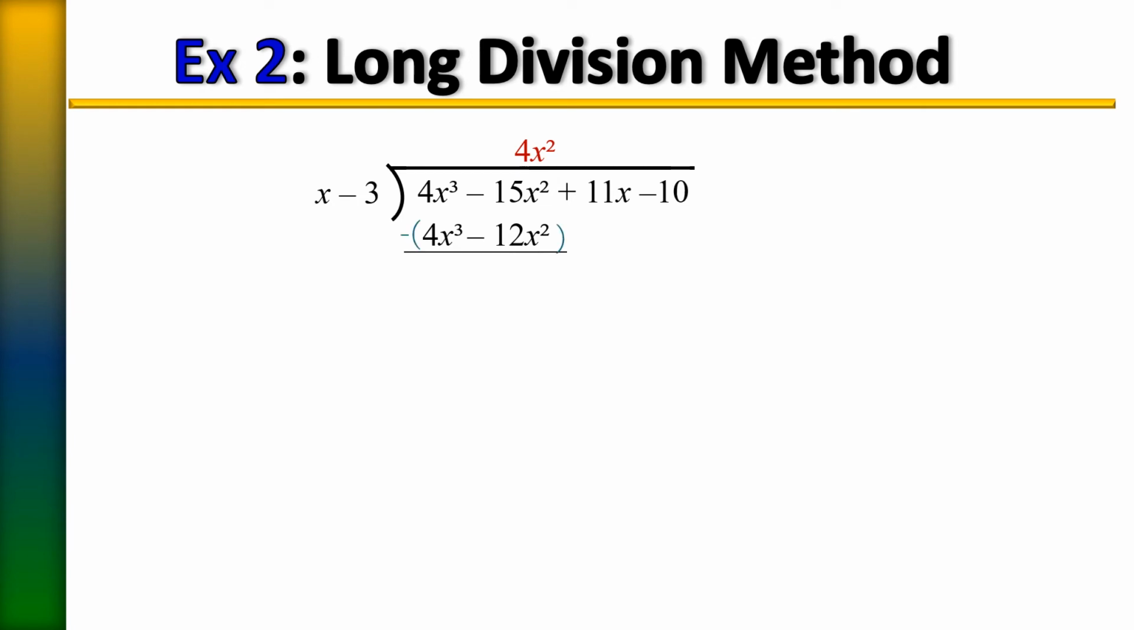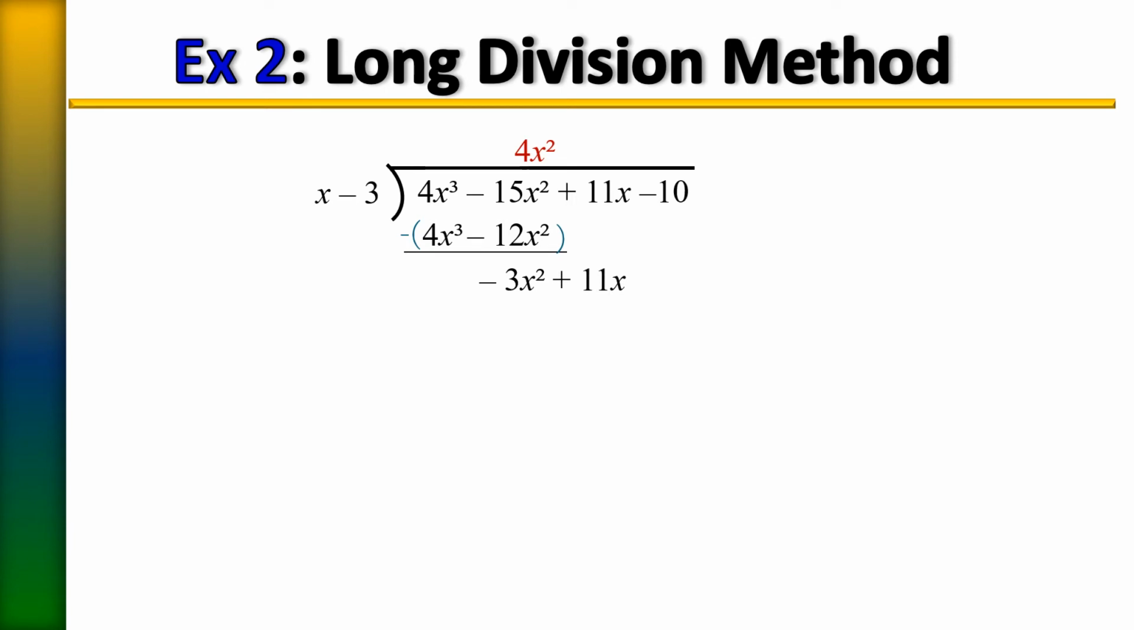Subtract, everyone becomes their opposite. We're going to bring down a negative 3x squared when we combine those terms. And we're also going to bring down our 11x.